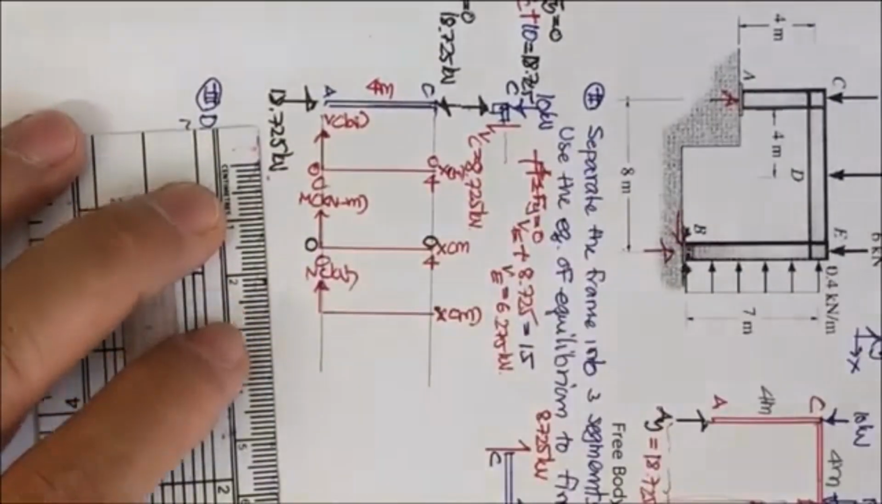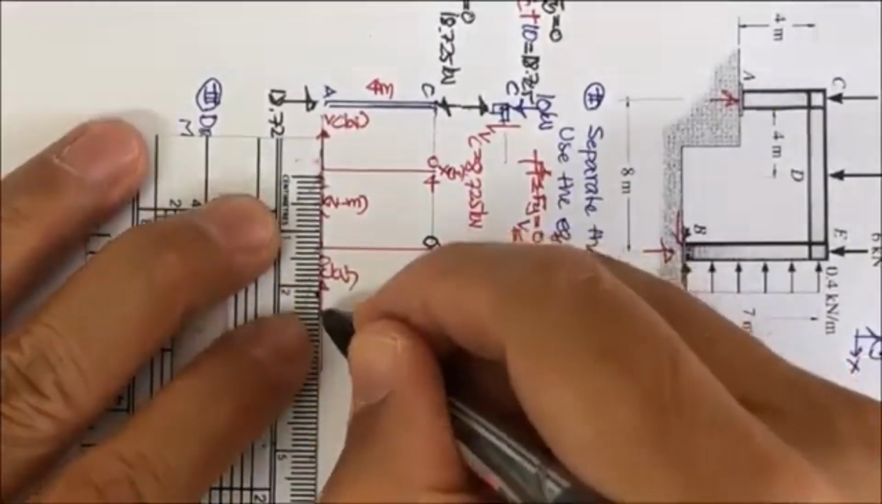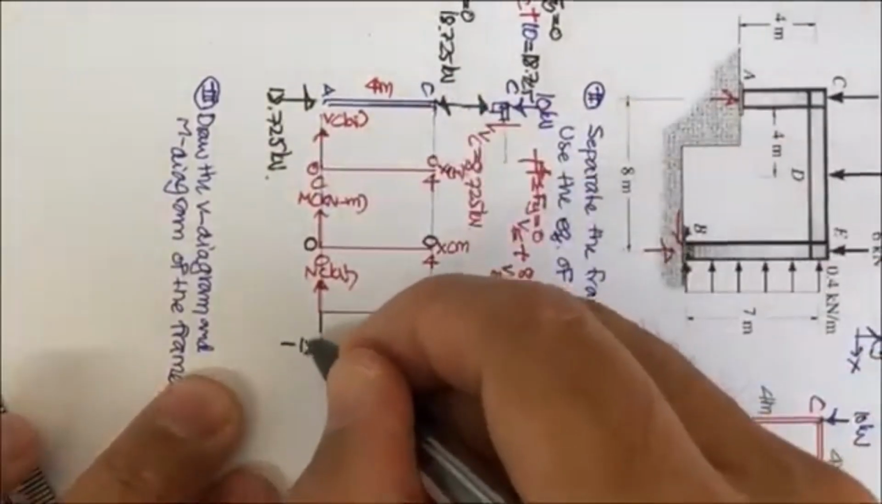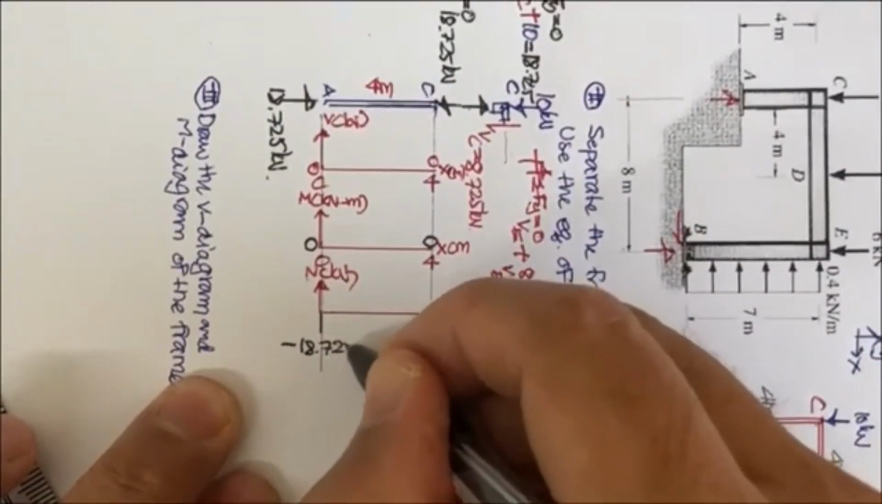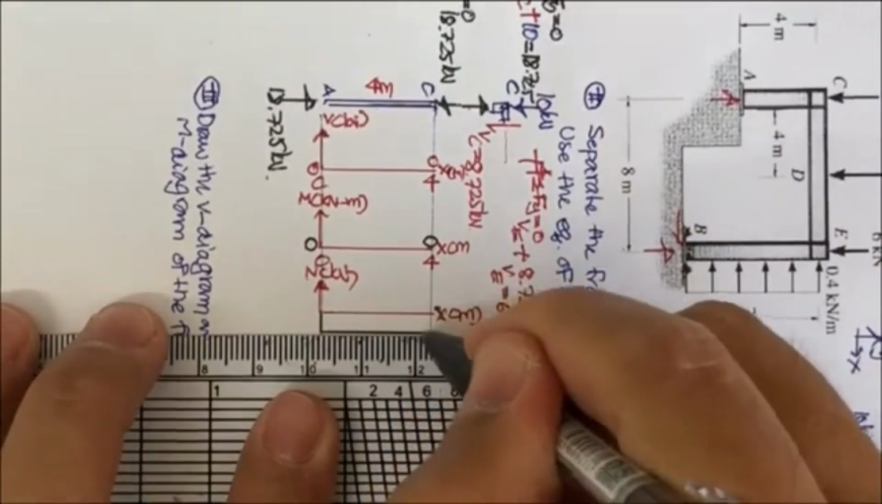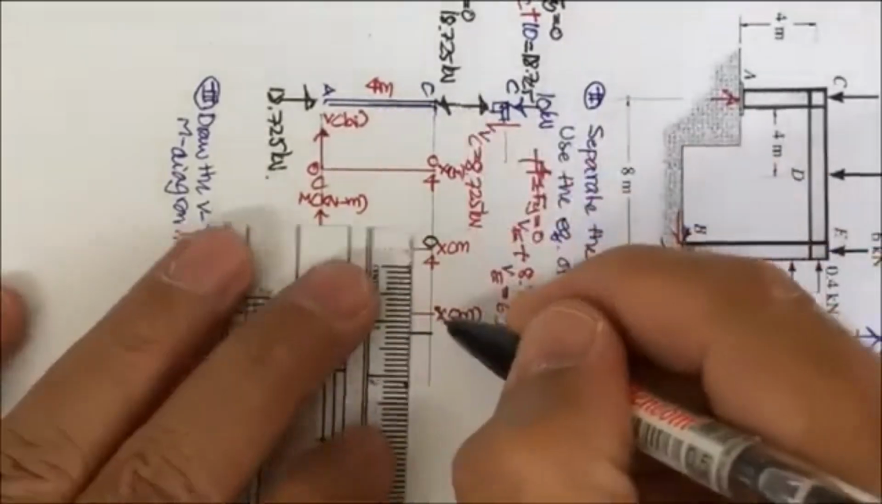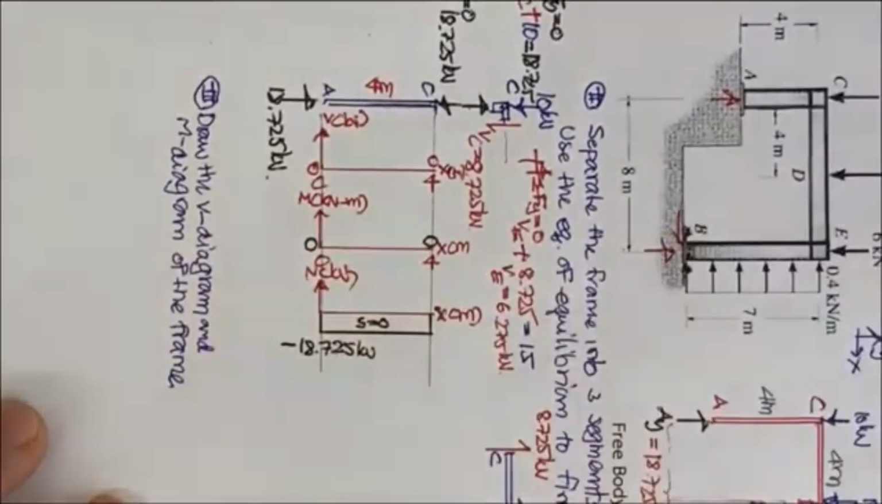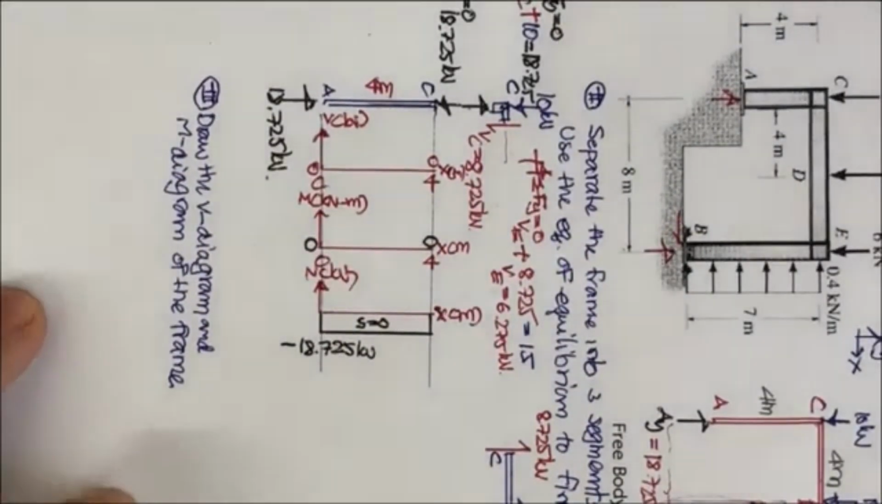This column only has the normal force, okay, and the normal force is in compression. If you put this as the positive normal force in kilonewton, you get the negative, okay, of 18.725 kilonewton. And it is constant along its length, okay, until it's here. It's going to close like this. And if you put the slope here, it is also 0. Okay, that is the first one.